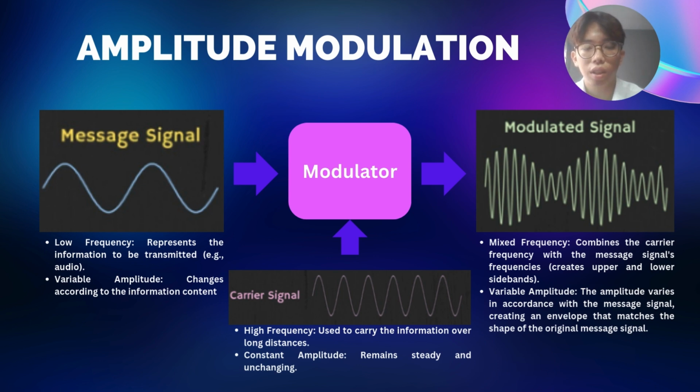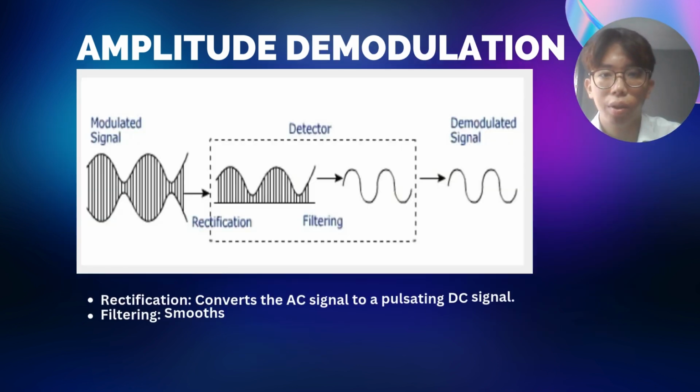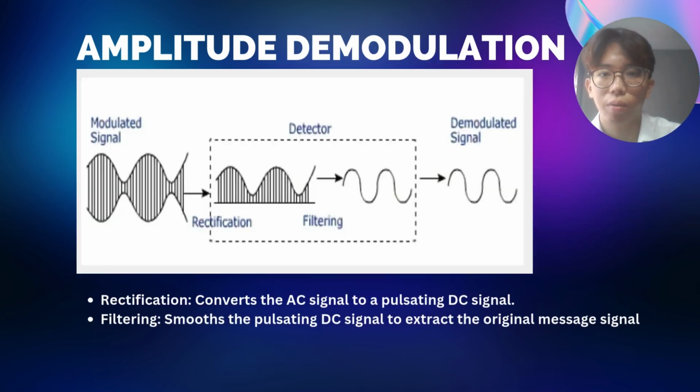So these two signals are input for the modulator, and the signals are modulated. The modulated signal has a mixed frequency, combining the carrier frequency and the message signal. The amplitude varies in accordance with the message signal, creating an envelope that matches the shape of the original message signal. And this is the amplitude demodulation, which is the inverse of modulation.